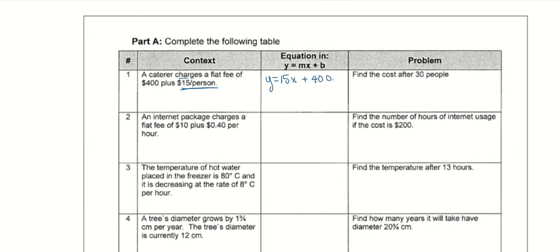When it says the caterer charges, that's going to be our y. So we can say that x represents the number of people who attend, because we know that they're going to be charging 15 per x. So we can say let x represent the number of guests. And we can say let y represent the total cost.